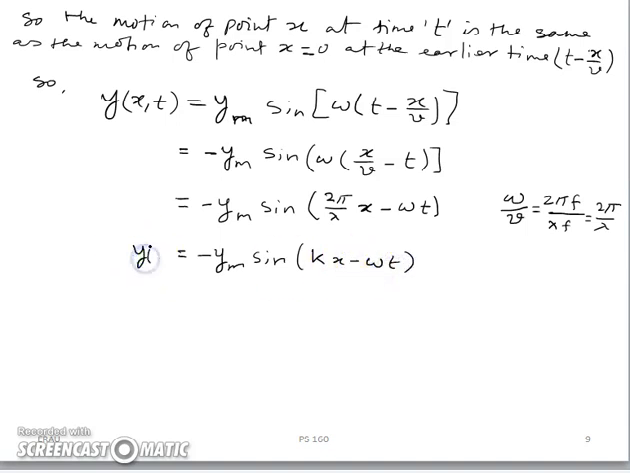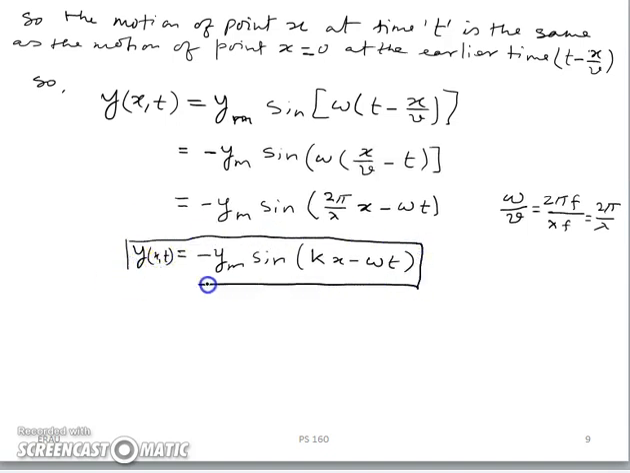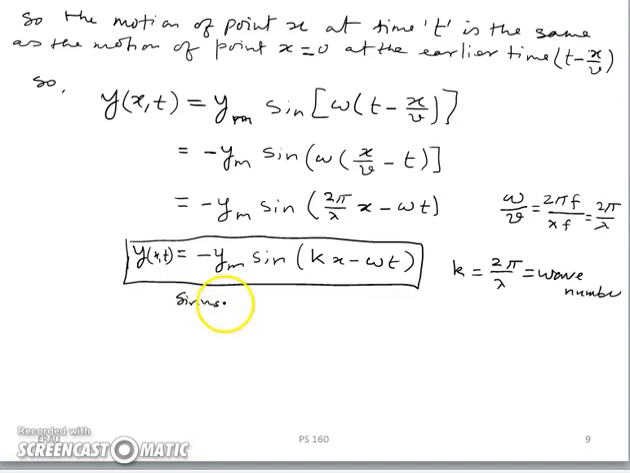So this is one general mathematical wave function. We found it here. Here k is 2 pi over lambda and is called the wave number. This equation is the equation for a sinusoidal wave moving in the positive x direction.